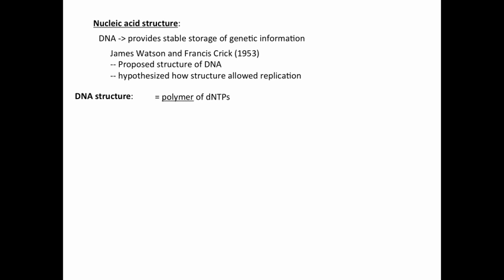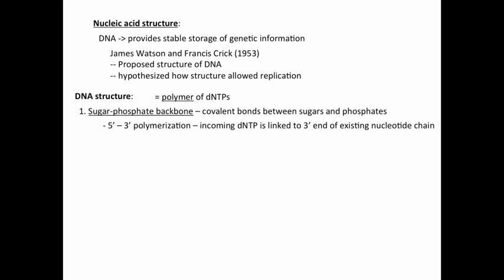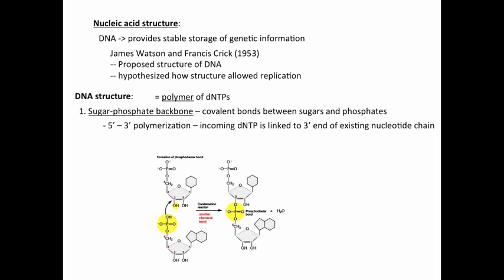DNA is a polymer of deoxyribonucleotides linked end to end. As these nucleotides are connected, they form what's called the sugar-phosphate backbone of the DNA molecule, formed by covalently linking the 3' hydroxyl group of one nucleotide to the 5' phosphate group on the next. There are a couple of important features to this linkage.